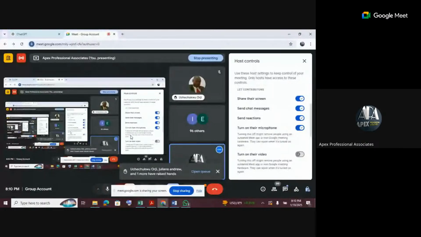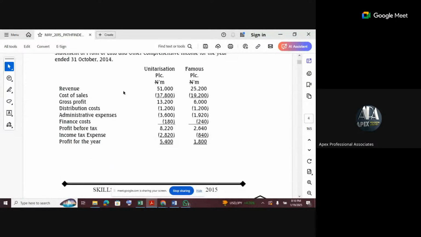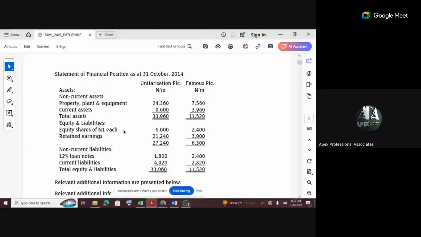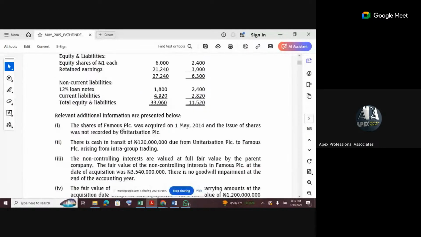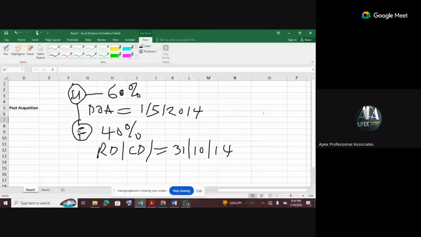You can just download the question. It's available online, right? The question is May 2015 Pathfinder for financial reporting. So the question is saying, this company, 60% equity shares. So the group structure is what we have done here. The group structure is simply U for utilization, famous 60%, 40%.